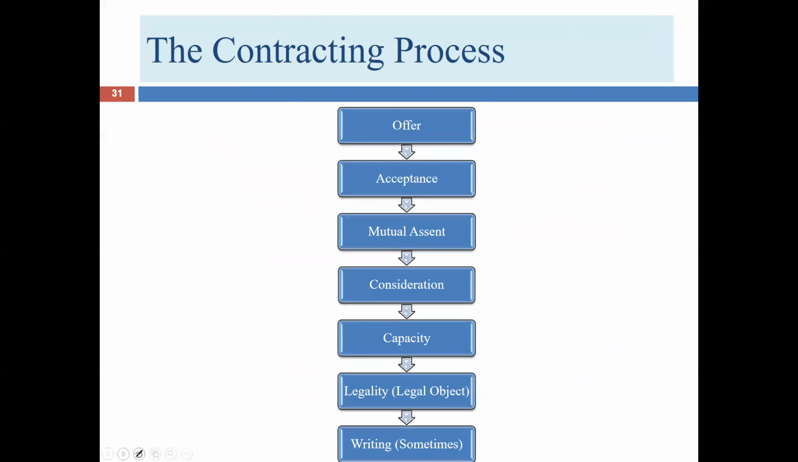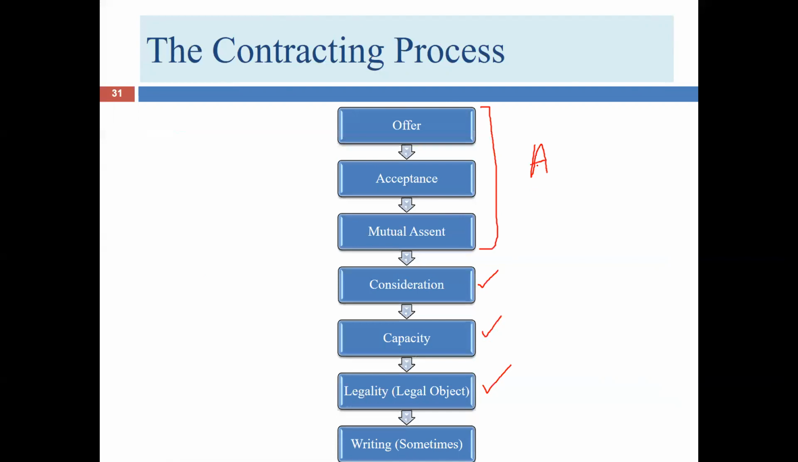I wanted to close again with our elements of contracts. We have our agreement, which includes offer, acceptance, and mutual assent. We need all three of these to have our agreement, and we need to have an agreement in order to have a contract. We also need to have consideration from both parties. We need legal capacity from both parties, and we need a legal object for our contract. If we're missing any of these four elements, we don't have a contract.